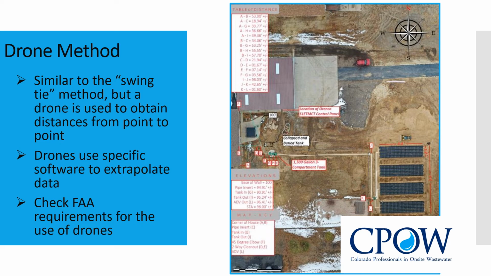The drone method is similar to the swing tie method in that it uses distances between components. The drones have specific software that they use to extrapolate the data and acquire the distances. Certain drones over a certain weight may require licensing for use. Please check FAA requirements before using a drone to see what licensing is needed. There are also no fly areas for drones to be aware of.